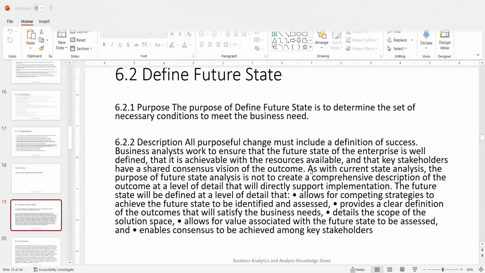As with current state analysis, the purpose of future state analysis is not to create a comprehensive description of the outcome at a level of detail that will directly support implementation. The future state will be defined at a level of detail that allows for competing strategies to achieve the future state to be identified and assessed, provides a clear definition of the outcomes that will satisfy the business needs, details the scope of the solution space, allows for value associated with the future state to be assessed, and enables consensus to be achieved among key stakeholders.